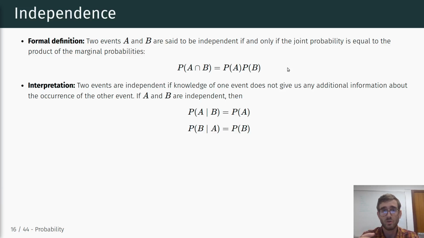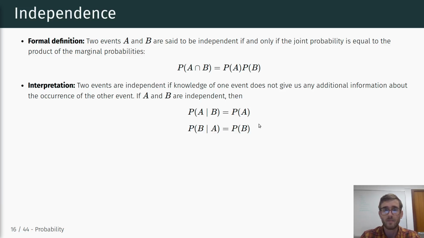Another way to interpret this is to say that two events are independent if knowledge of one event does not give us any additional information about the occurrence of the other event. In other words, if A and B are independent, then the probability of A conditional on B is just equal to the marginal probability of A occurring. And conversely, the probability of B conditional on A is equal to the marginal probability of B occurring irrespective of A.